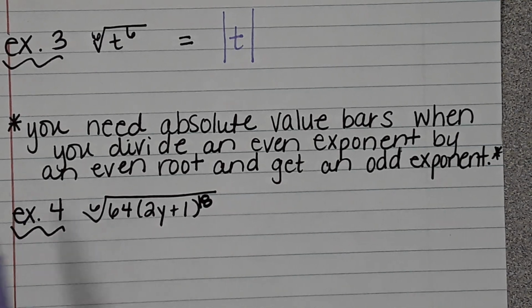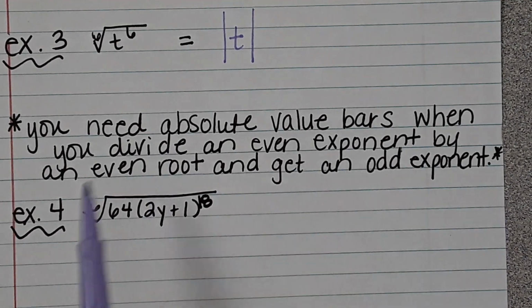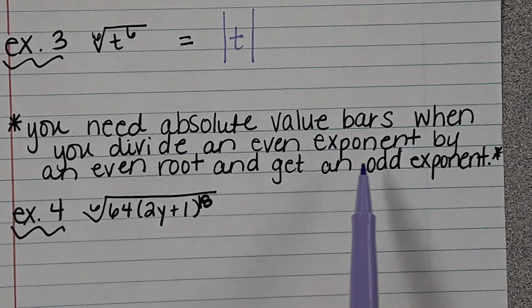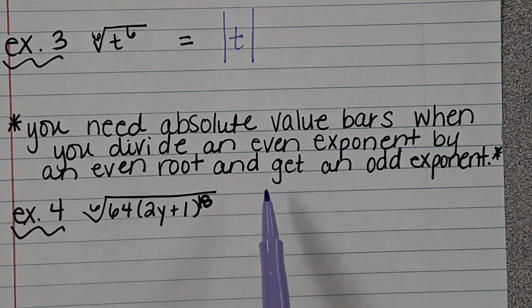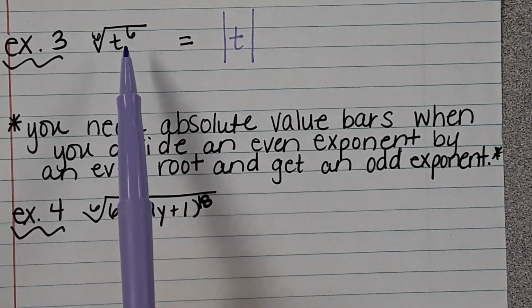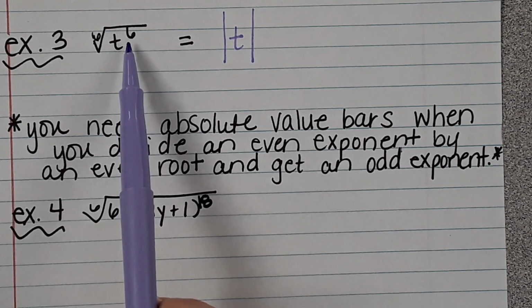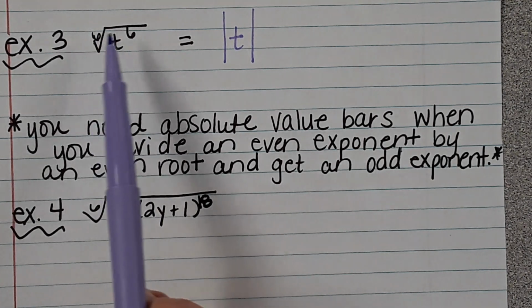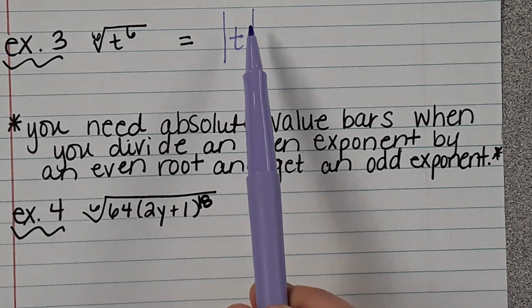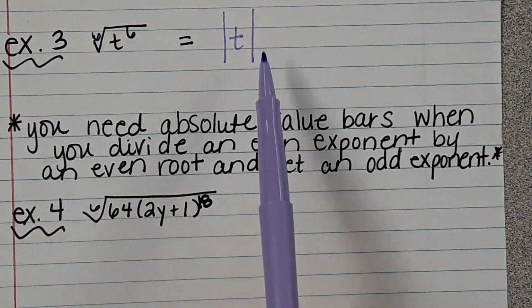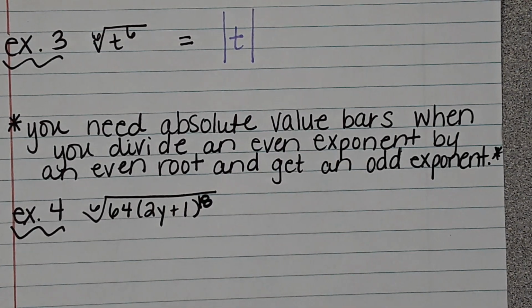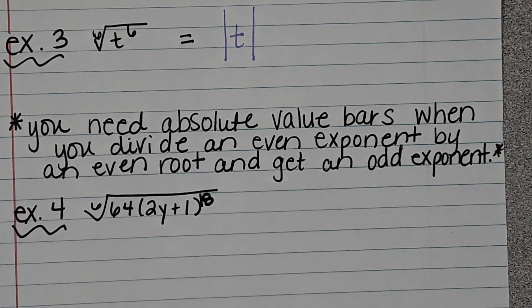Okay, so just a reminder, you need absolute value bars when you divide an even exponent by an even root and get an odd exponent. So like up in here, 6 is an even exponent, 6 is an even root, 6 divided by 6 is 1, 1 is an odd exponent, so that's why we used absolute value. Okay, so now we're going to do this one.